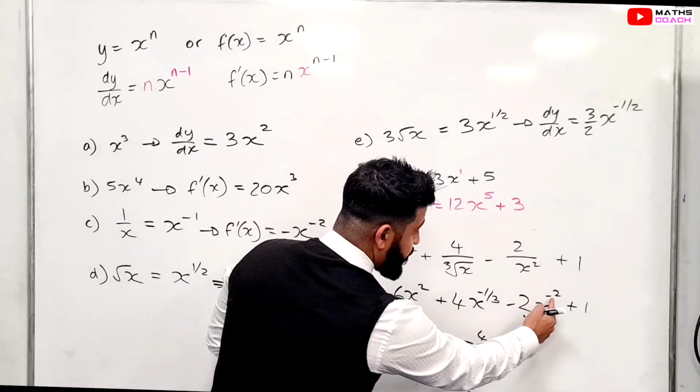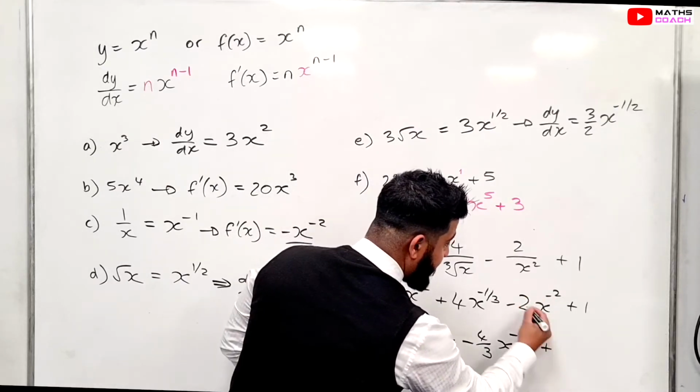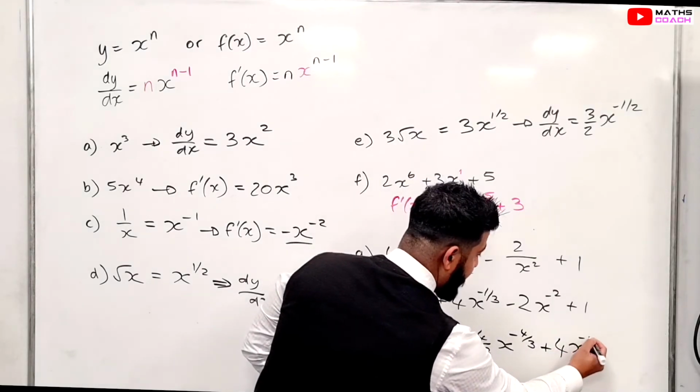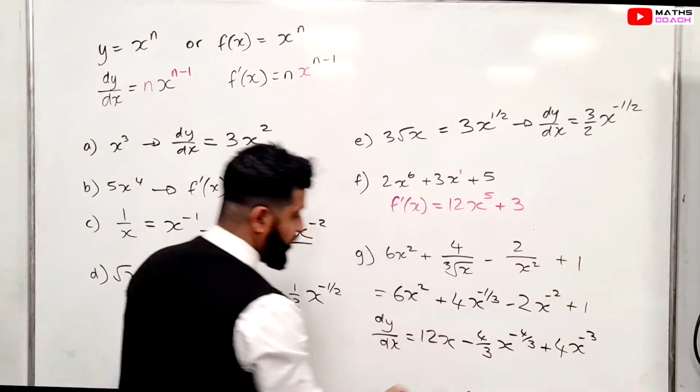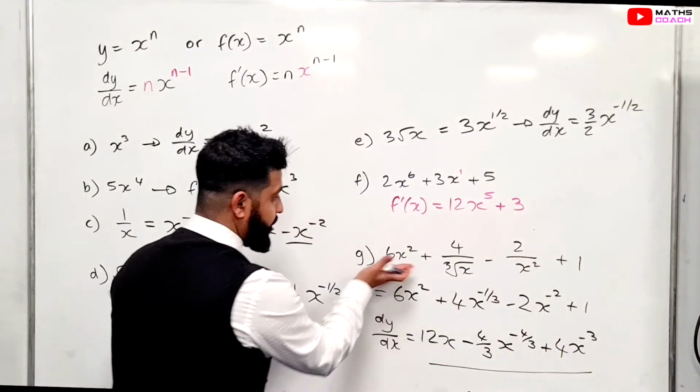Here, the minus 2 will come down here, giving you a positive, and you have 4x to the power of minus 3, and the 1, like we did up here, will just disappear. So this is the differentiation of that.